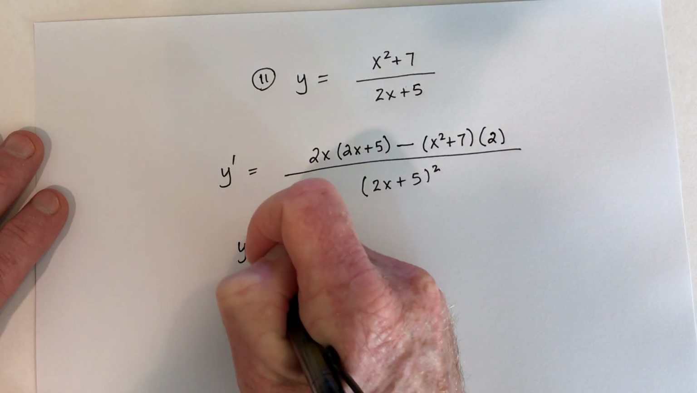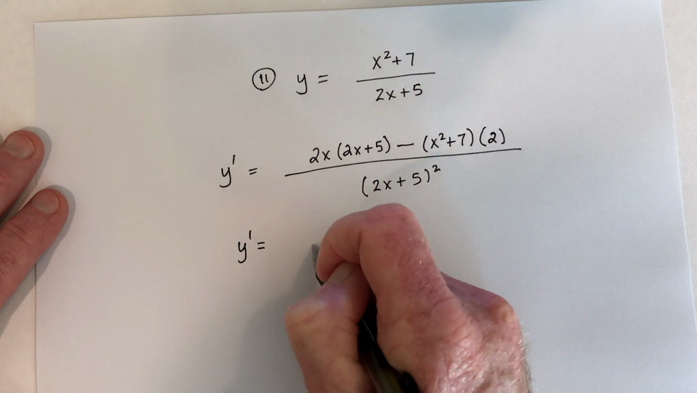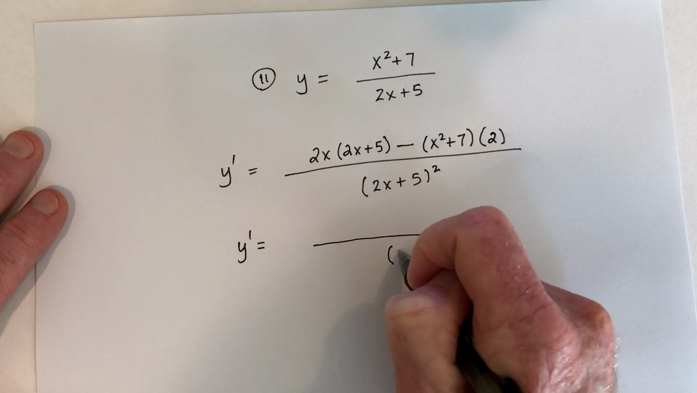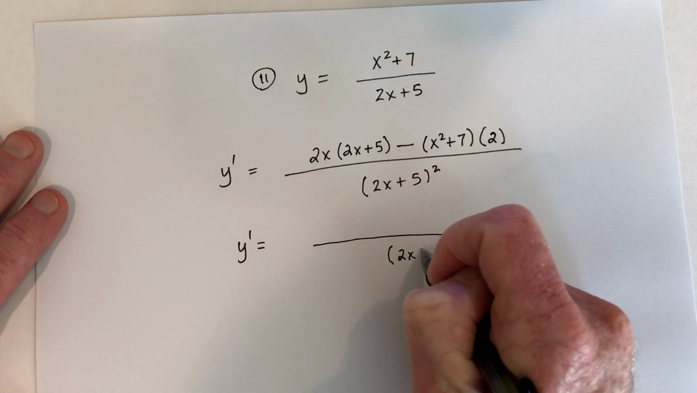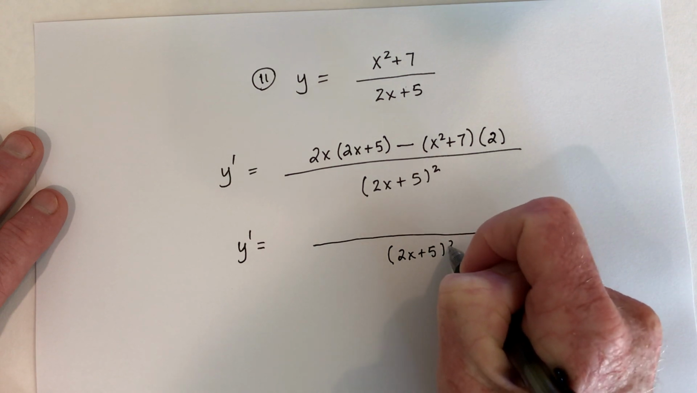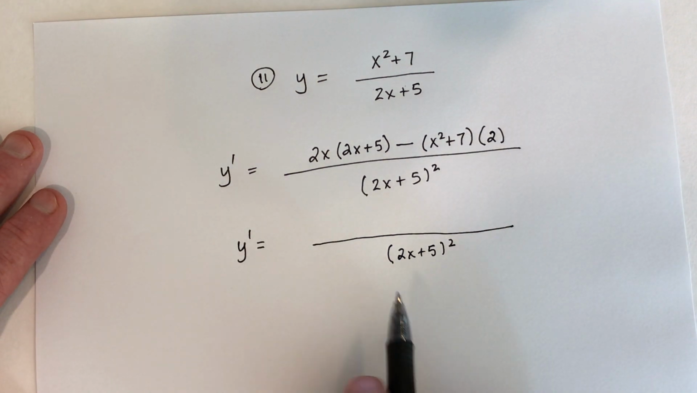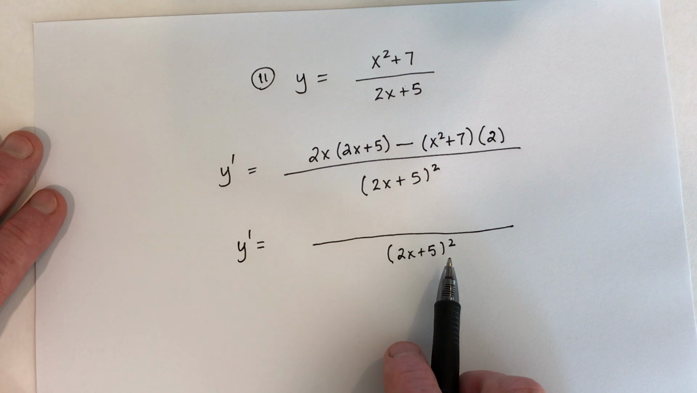And then simplify. So let's see, the bottom: do not multiply it out because that would actually make it more complicated. It's better to just leave it like that. So just copy that down, we're done.